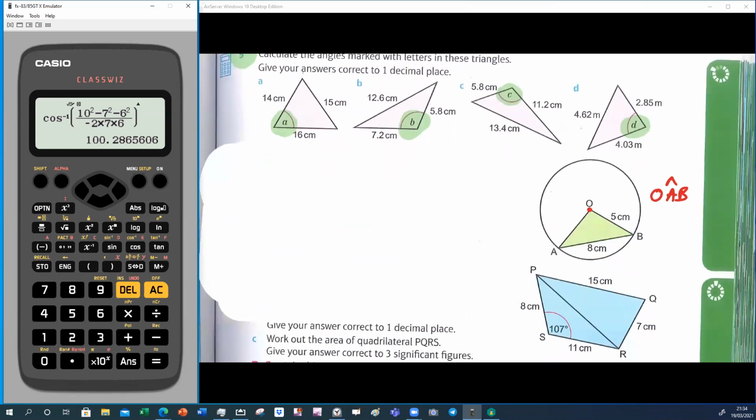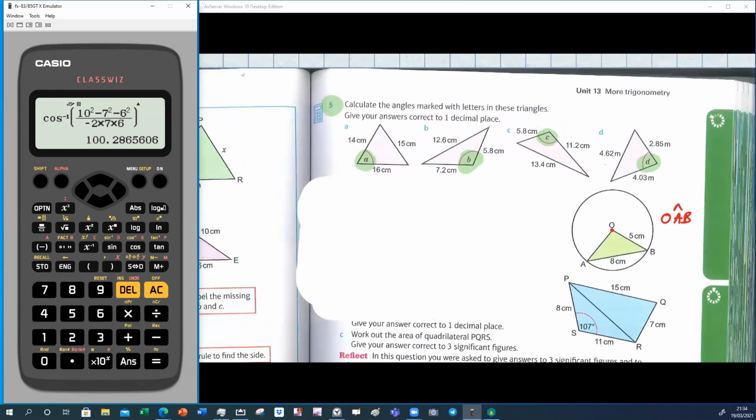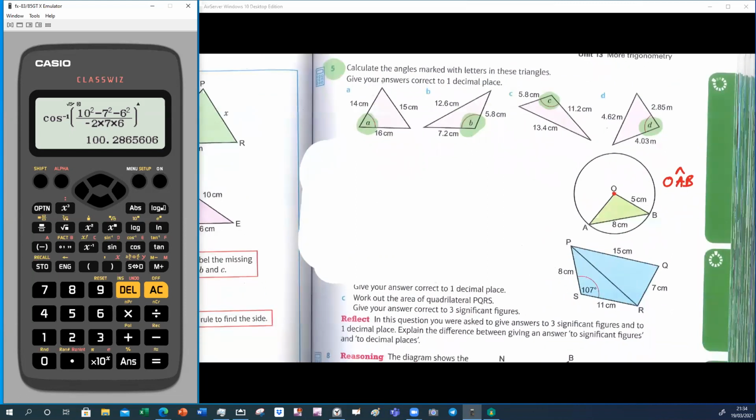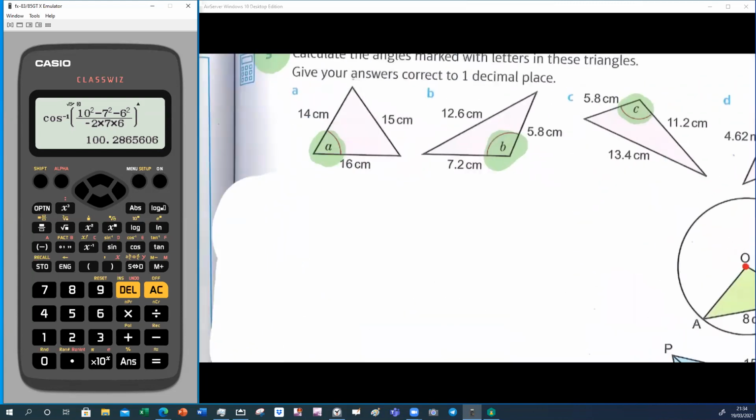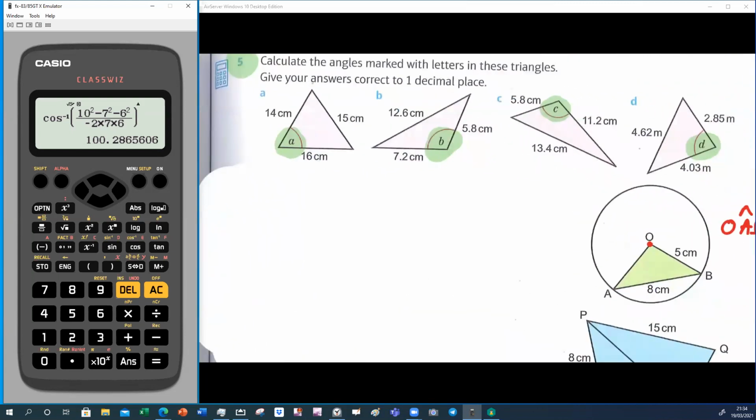So after you've done A and B, you can skip the C and D and try to go towards questions that have a bit more meat on them, like this one here, question number 1. So we label this as big A, big B and big C.